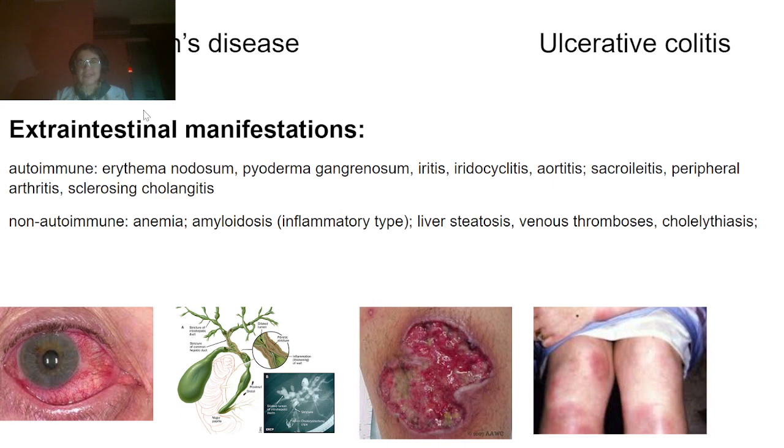The extraintestinal manifestations include autoimmune and non-autoimmune. Autoimmune include erythema nodosum, pyoderma gangrenosum, iritis, iridocyclitis, aortitis, sacroiliitis, peripheral arthritis, and sclerosing cholangitis. Non-autoimmune include anemia, inflammatory type of amyloidosis, liver steatosis, venous thrombosis, and cholelithiasis.